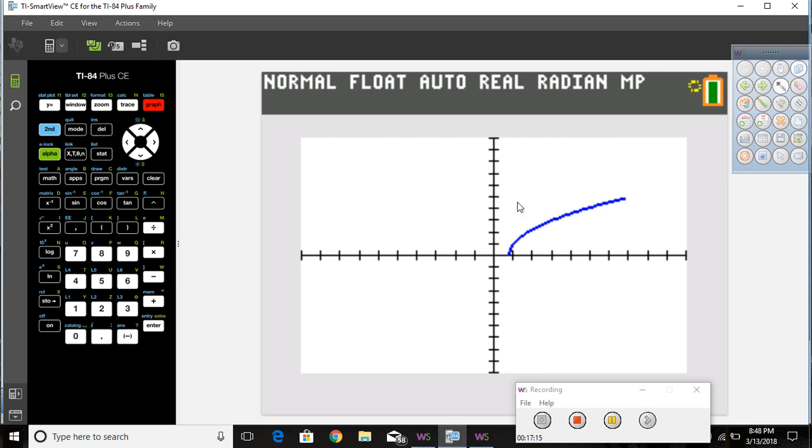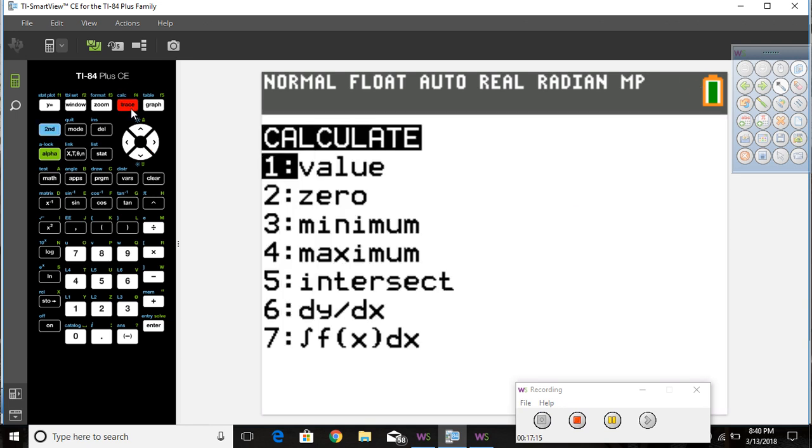So if we were eyeballing, it looks like x is 4 and y is 3, maybe. But let's get an accurate intersect point here. So I'm going to press that way it'll pop up here. All right, so I'm going to go to the calculate menu. So second trace, and I want to choose option 5, which is the intersect.